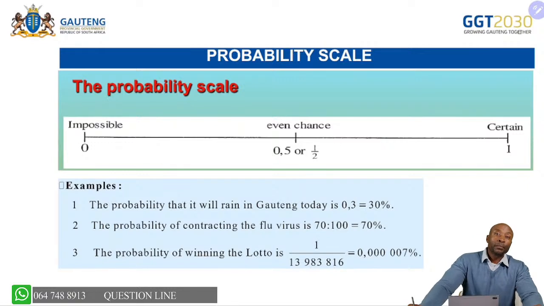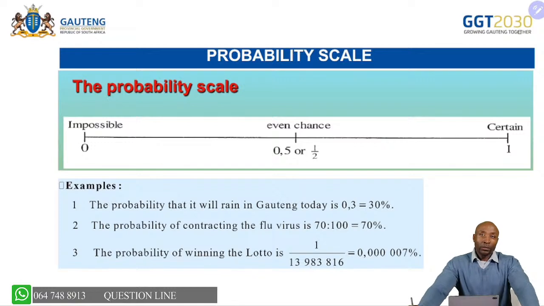For example, you are given a probability that it will rain in Gauteng as 0.3, that's in decimal form. As a percentage, we are saying there is a 30% chance that it might rain in Gauteng. For example 2, the probability is given as a ratio, and we are told that the probability of contracting a flu virus is 70 to 100, meaning there is a 0.7 chance that you might get flu, or a 70% chance that you might get flu.